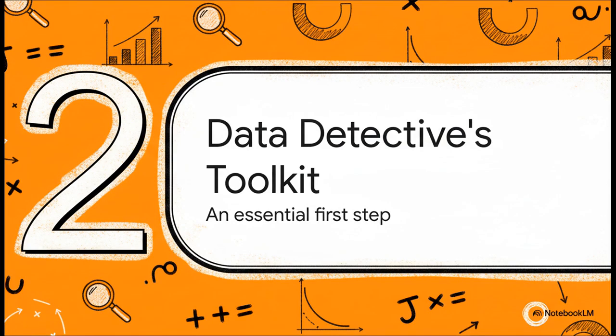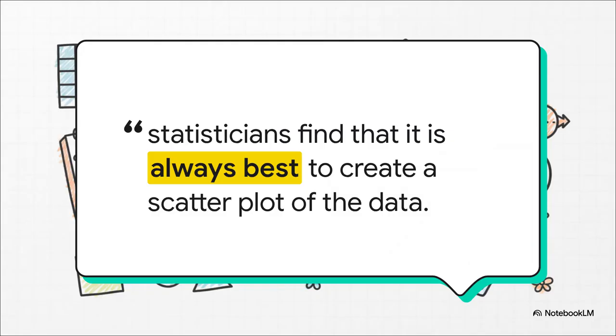So, to crack this case, any good detective will tell you you need the right tools. And when you're dealing with data, there's one tool you should always reach for first. It's the most important one. And here it is, the number one rule, what all the statisticians say, is to always create a scatter plot first. Why? Because our brains are just wired for visuals. A scatter plot turns a boring table of numbers into a picture, letting us see patterns that are pretty much impossible to spot otherwise. It just makes it all make sense.